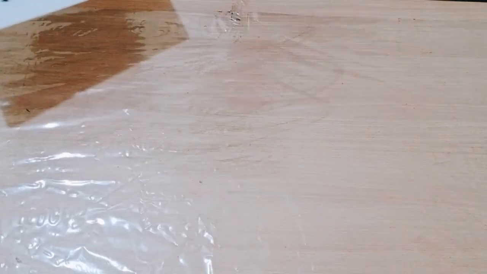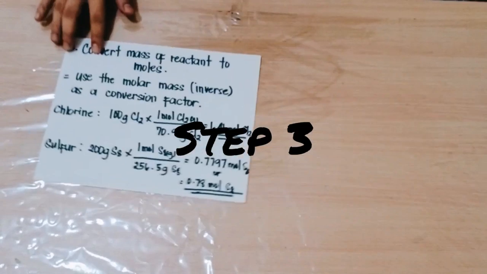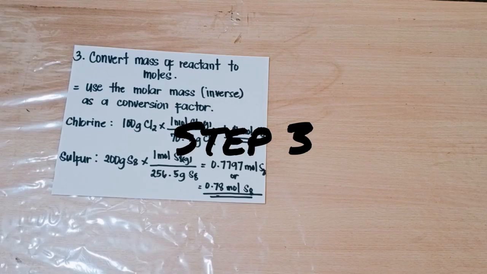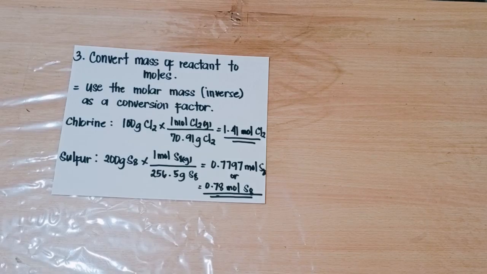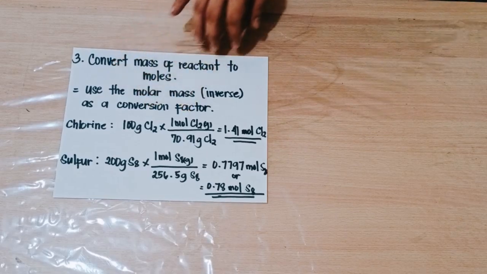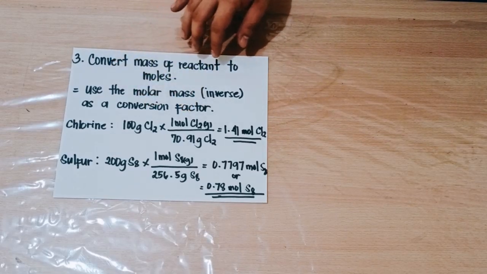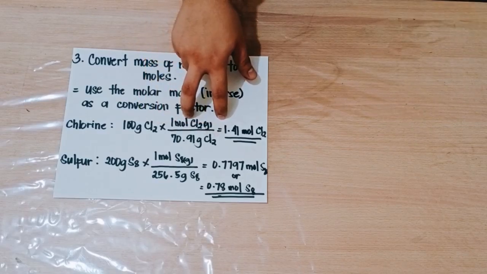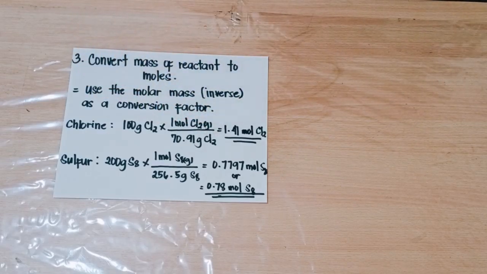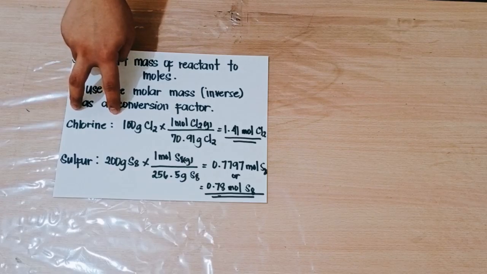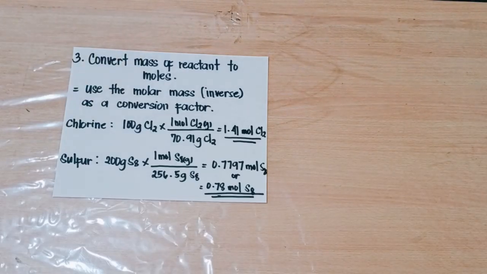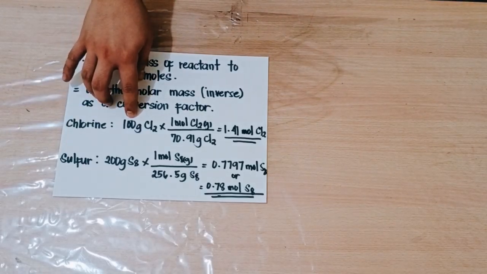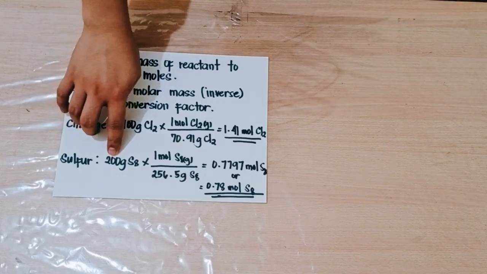Okay. After step number 2, we have step number 3. In the step number 3, you're going to convert mass of reactants to moles. Use the molar mass inverse as a conversion factor. So this is the formula of molar mass as a conversion factor. Now, kukuhain natin yung molar mass ng chlorine at ng sulfur. So in the given, we have 100 gram of chlorine and 200 gram of sulfur.